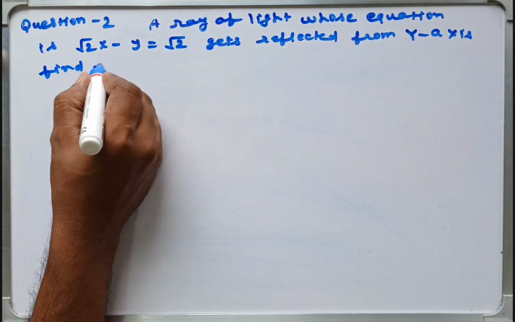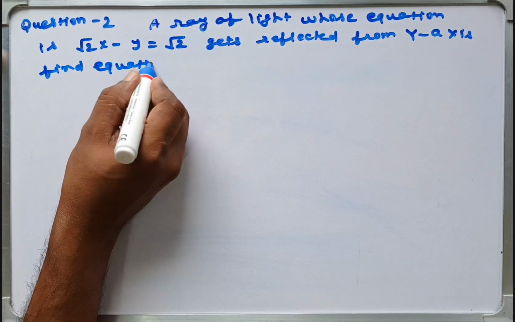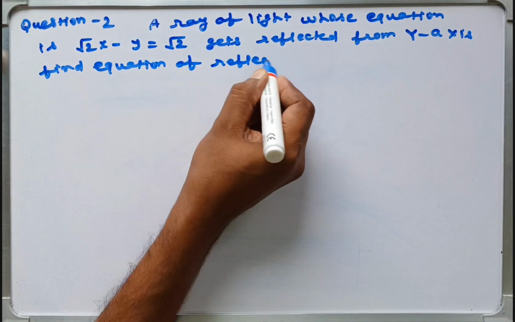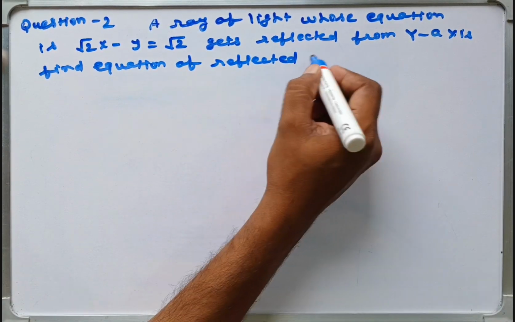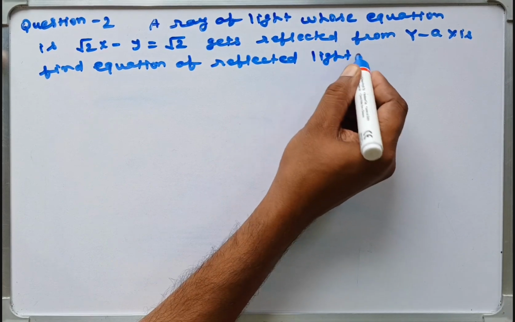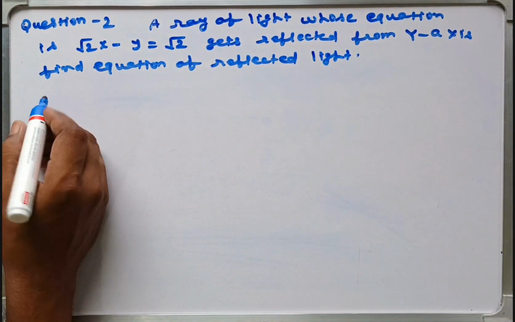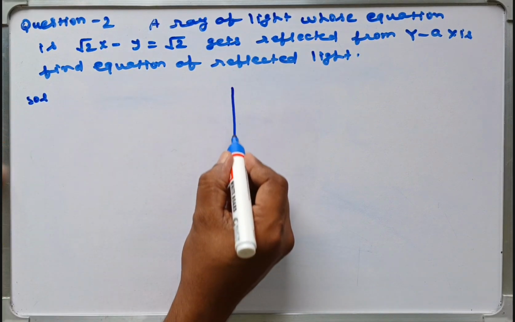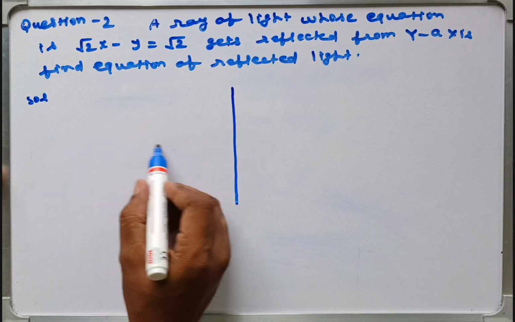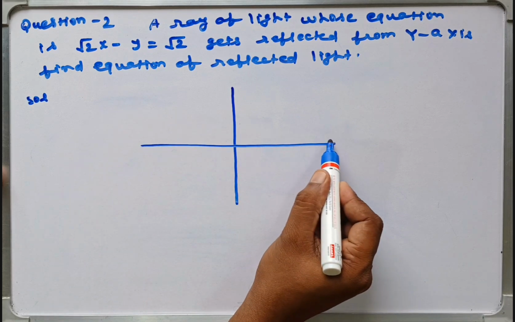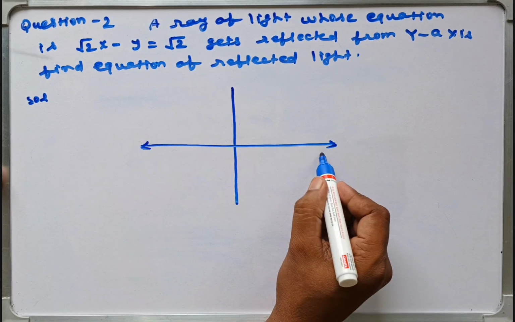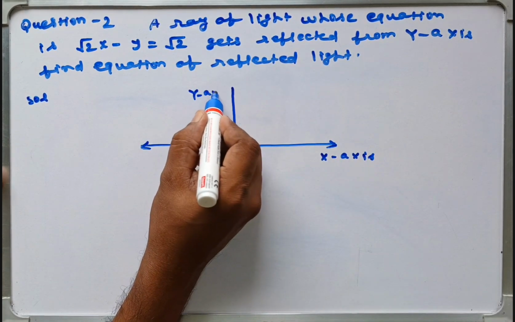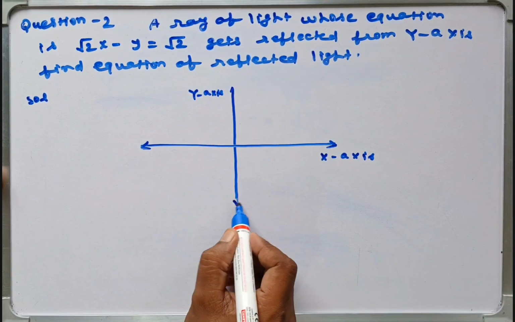Find the equation of reflected light. Okay, so guys, here is the solution. Suppose this one is the y-axis and this one is the x-axis. Okay, so this is the x-axis and this is the y-axis.